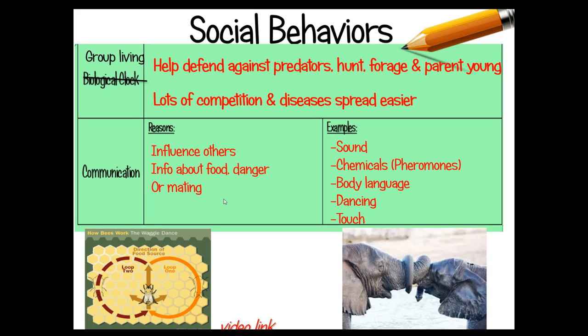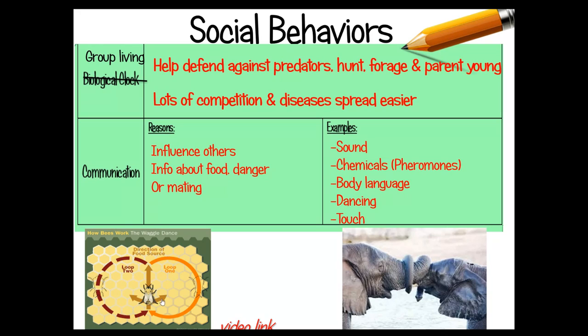Chemicals, so this would be smell, or sometimes there's chemicals that don't necessarily have a smell. They're called pheromones that can be detected by the animals, and they know that someone else is around. They can sense danger. Body language, dancing, touch. Elephants will touch their trunks to give each other a sign of affection, etc.